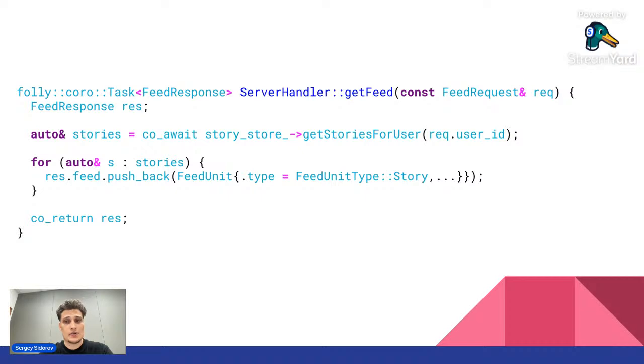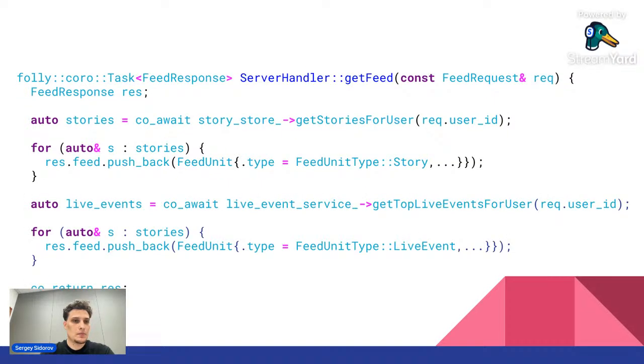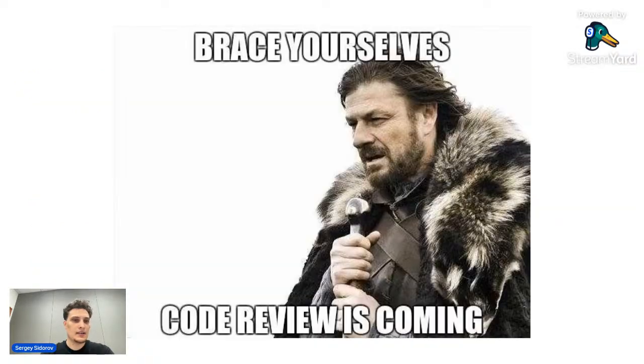So we want to change the function to also return live events as part of the getFeed function response. And this is how we do it. The change turned out to be very simple. We added a new call to the live event service, which fetches the live events, and then we just add them to the response and return it to the users. And we tested the code manually. We tested the code in the staging environment, and everything works perfectly. So I think we might be ready to send the change for code review. We send it, and boom.